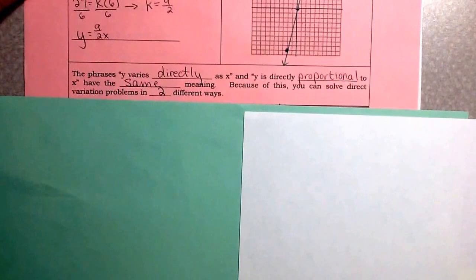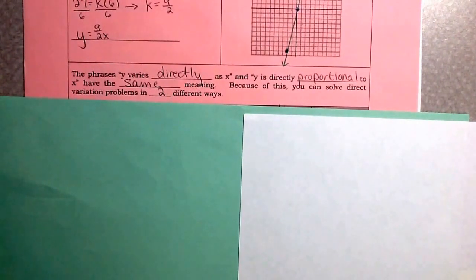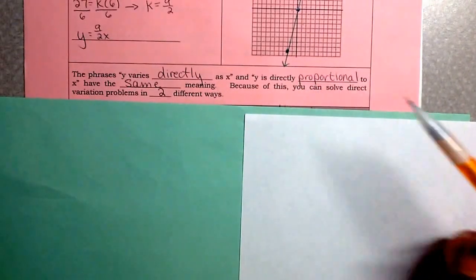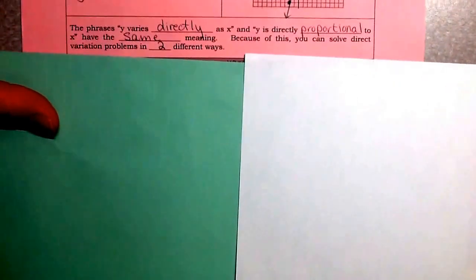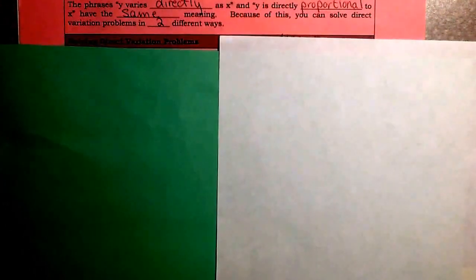Now, the phrases y varies directly as x and y is directly proportional to x have the same meaning. Because of this, you can solve direct variation problems in 2 different ways. Last year you did a lot with proportions in geometry, so if you like that way better, that's fine. I'll show you both methods and you can choose which method you like the best. Okay, solving direct variation problems.